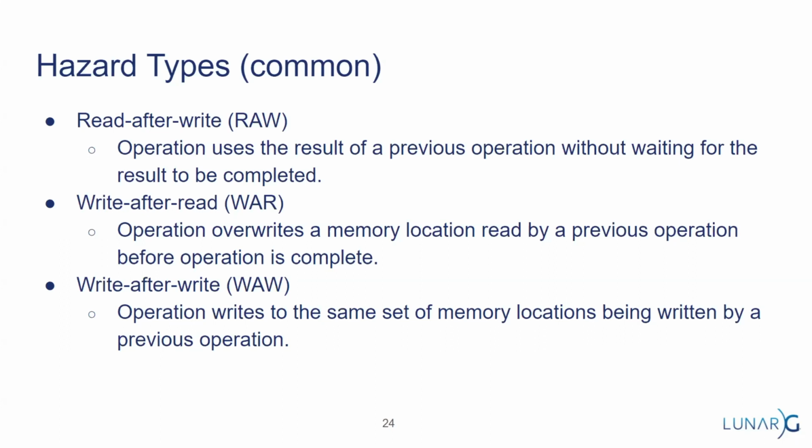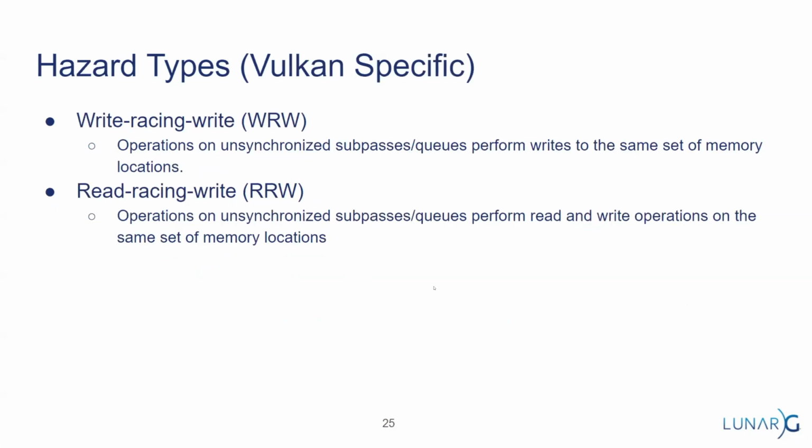Write after write, if I've got 2 operations that are writing the same addresses in memory, then which one is the final state you can't know, because which one gets retired to memory last is the one that will be the final state. But it could be, on deeply pipelined architectures like graphics processors, from any set of operations.